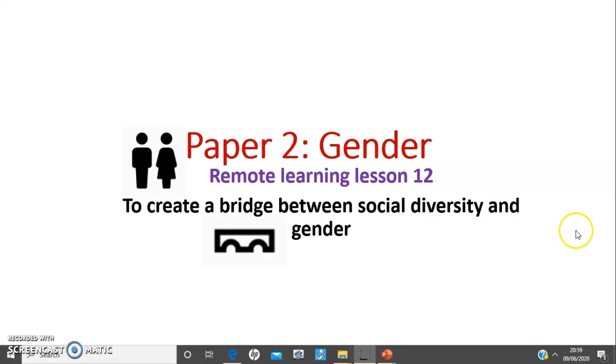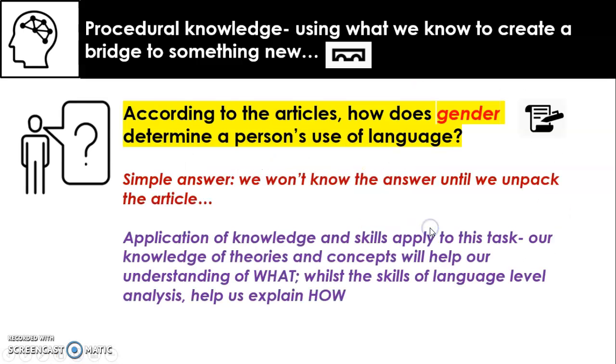Okay, my darlings, so we're going to be building from social diversity a bridge to gender today. Now, the way we're going to do that is we are going to use the same question stem and the same question format as we've just done. So we're going to get thinking about gender, but within the framework of a question three, for section B, question three. All right, so we're going to use what we already know from last week to create a bridge to something new across to gender.